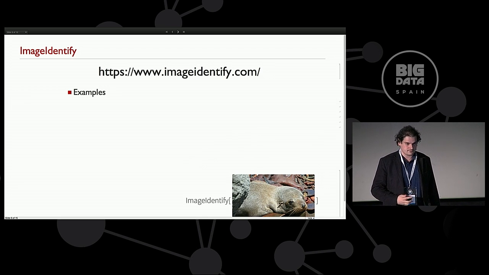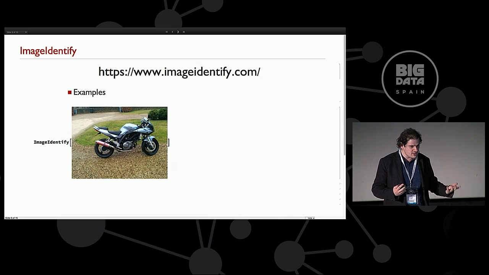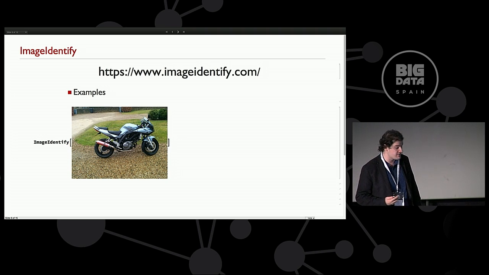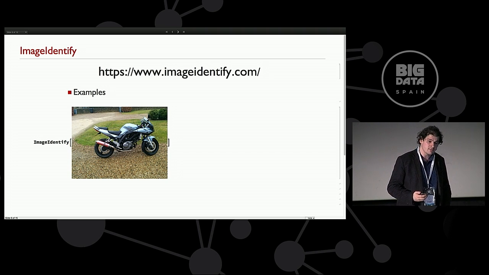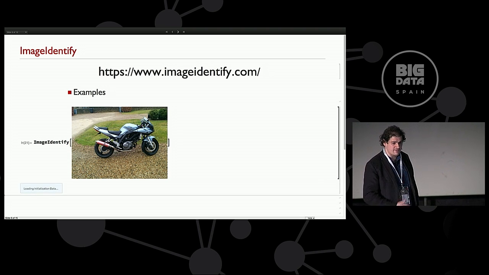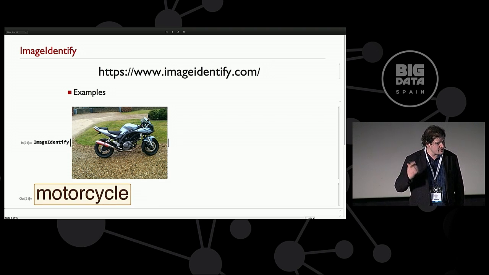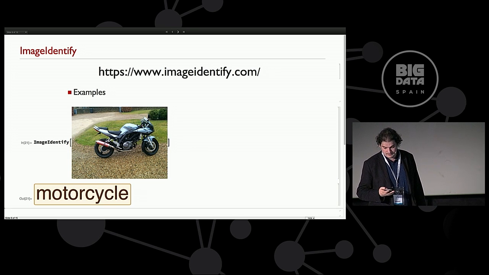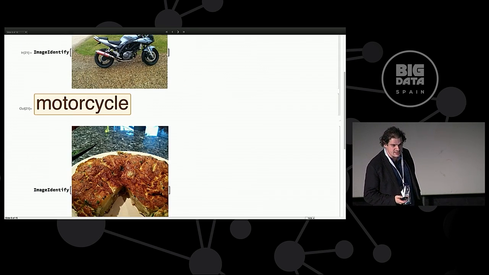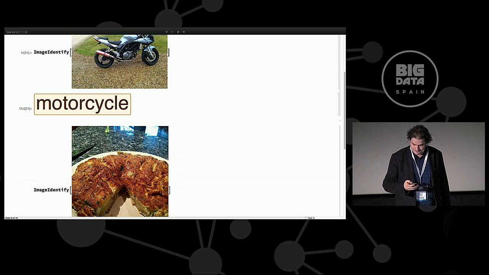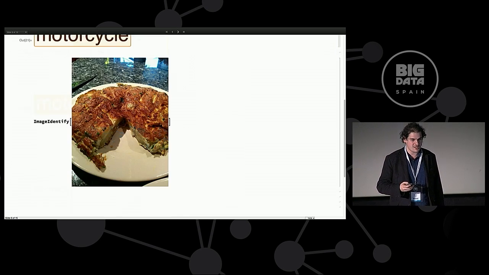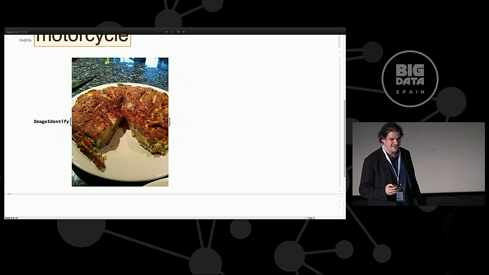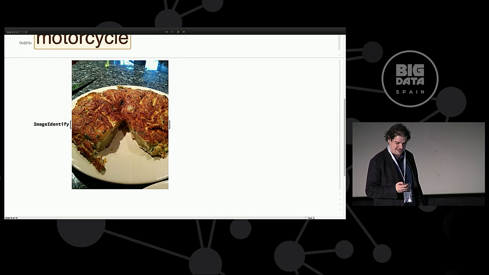So I can use image identify, and I give it my image. This is my old motorbike, rest in peace. I can evaluate this, and it will tell me it's a motorcycle. Cool. Let's get some more images. Now this is my attempt at Spanish tortilla. It's not the most attractive thing in the world, I must say.